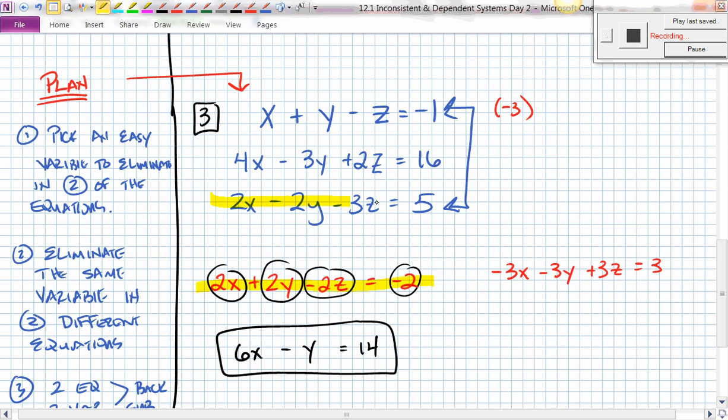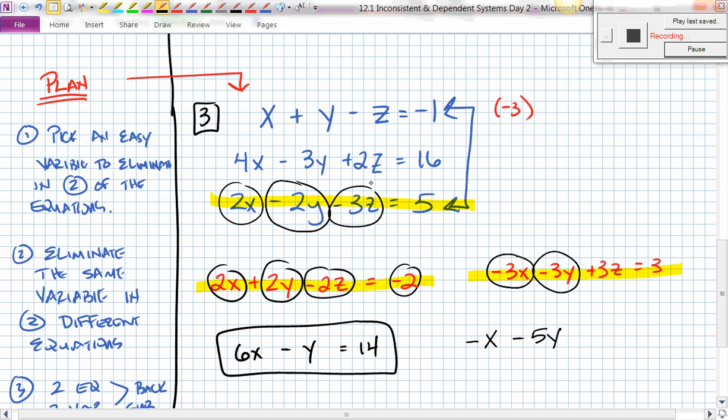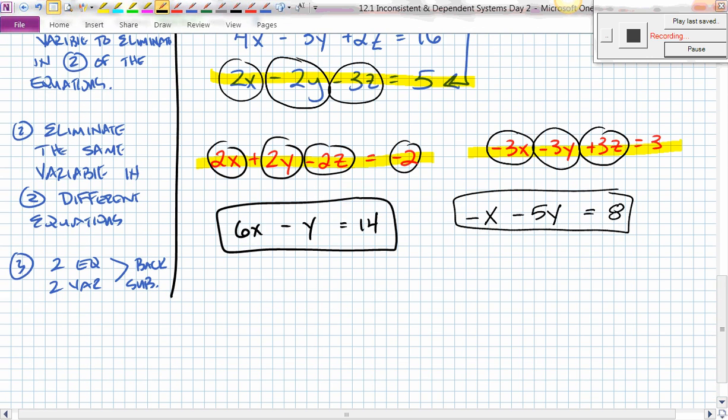We're going to eliminate the z from this equation and from that equation. You with me? Okay, here we go. So 2x minus 3x, how much is that? Negative x, good. Negative 2y and a negative 3y, how much is that? Negative 5y, good. Negative 3z and a positive 3z. Hey, that goes away, that's nice. 5 and 3, how much is that? 8. Okay, good. Now look what you have. You have 2 equations and 2 unknowns, don't you? Pretty sweet, right? You guys with me on that?